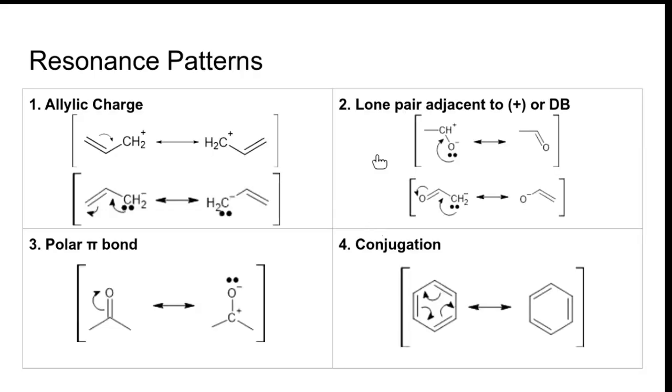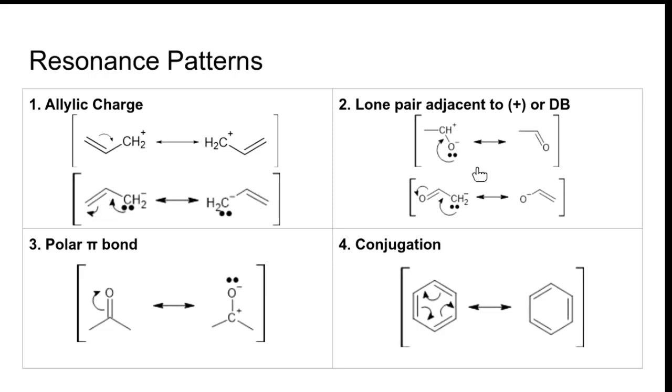In general, resonance patterns can be split into 4 major things, and you don't need to exactly remember these. It's just kind of helpful to see because this is what most resonances look like. So you can have a charge next to a bond. We call that an allylic charge, right? So the example from before, you take a double bond and you can swing it to the positive charge. Or we have the opposite, where a lone pair is going to take the place of a double bond, and it's going to get kicked out over here.